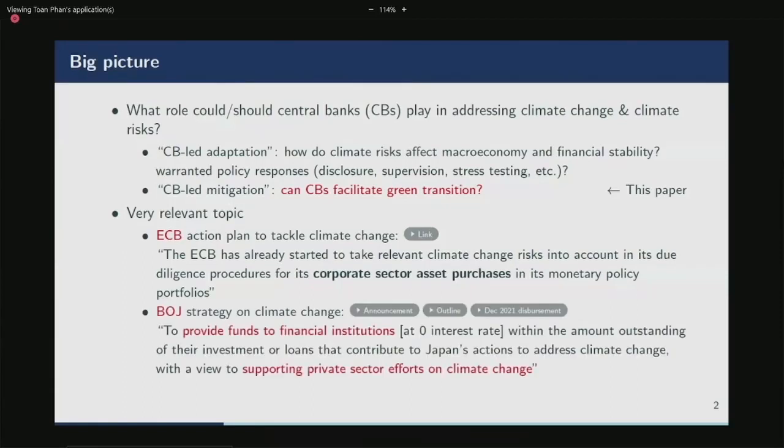Very kindly, my colleague and friend Daisuke Ikeda at the Bank of Japan pointed out to me that the BOJ has its own strategy on climate change, from the announcement to the outline of the program, and to the first disbursement last December. The idea of the program is to provide funds to financial institutions at pretty much zero interest rate, to help support the private sector's efforts on climate change. So they're giving pretty much discount loans to clean firms, if you want to put it in the perspective of Alex's model.